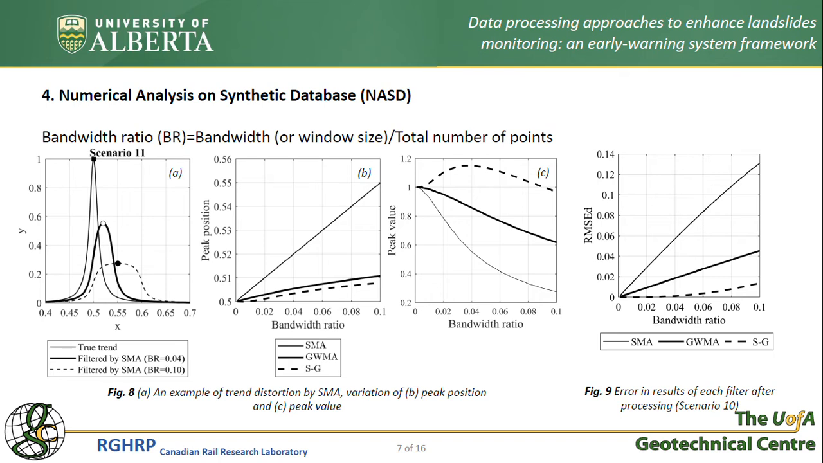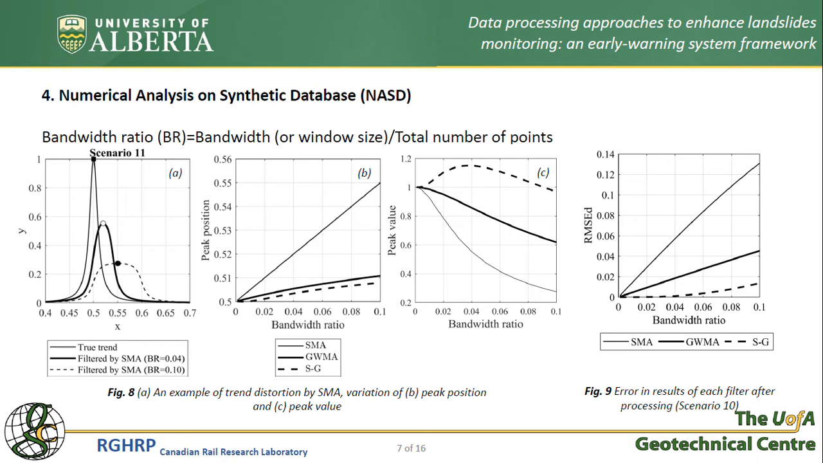A sample of results are shown here. Before talking about these diagrams, I'd like to note that the bandwidth ratio, or BR, is simply a normalized representation of window size, and its higher value stands for more intensive filtration. Figure 8 shows how these filters behave when being applied to a scenario with a major peak.